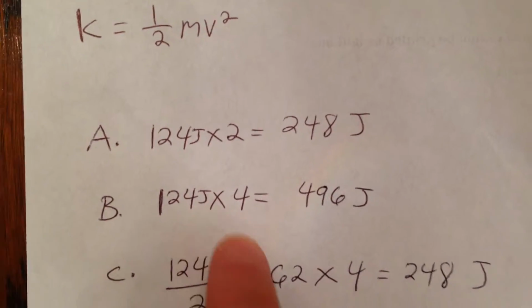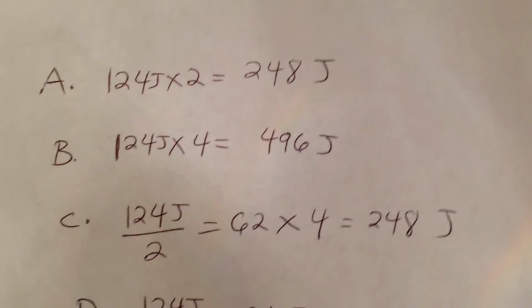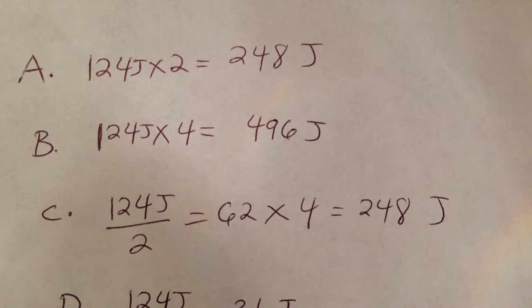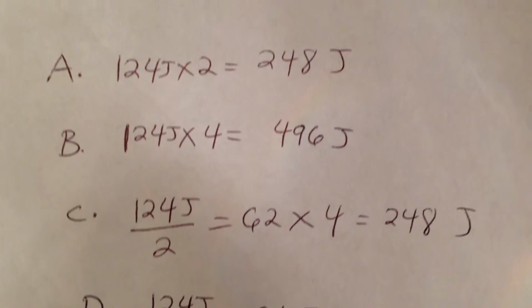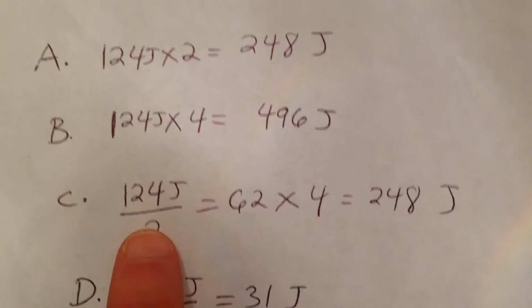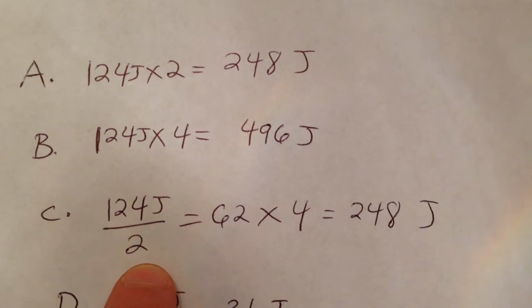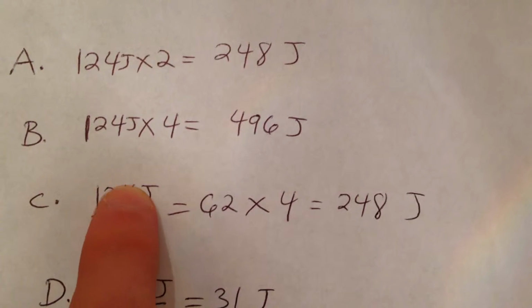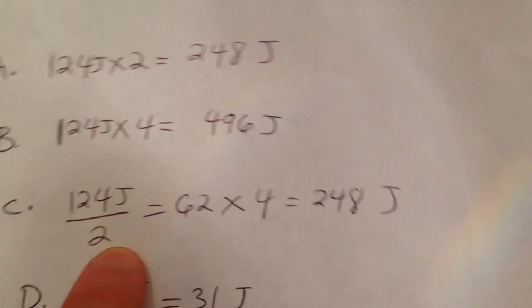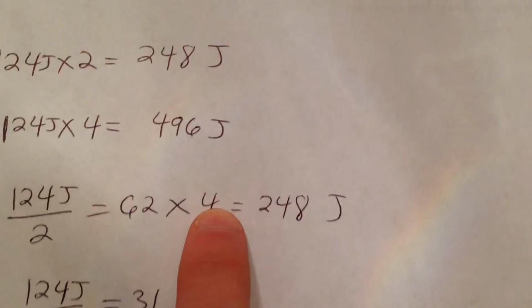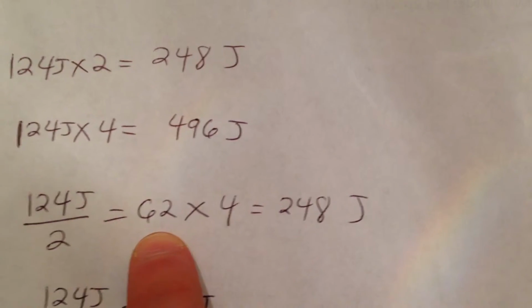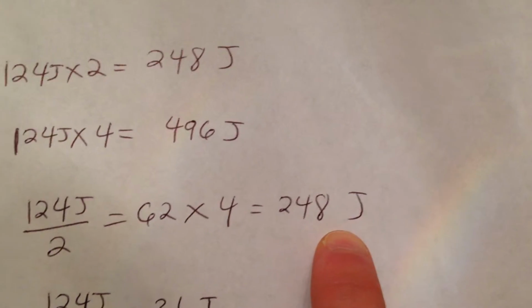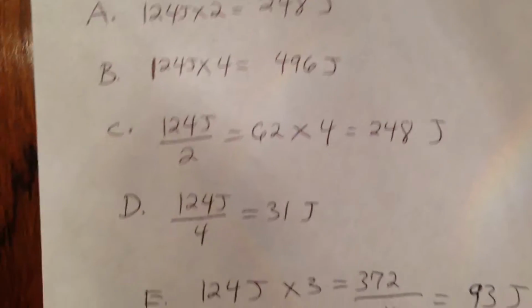Now C. If you were to halve the mass and double the speed, whatever happens to the mass happens to the kinetic energy. You cut the energy in half when you halve the mass, but you also quadruple it by doubling the speed. So you get the same as in part A.